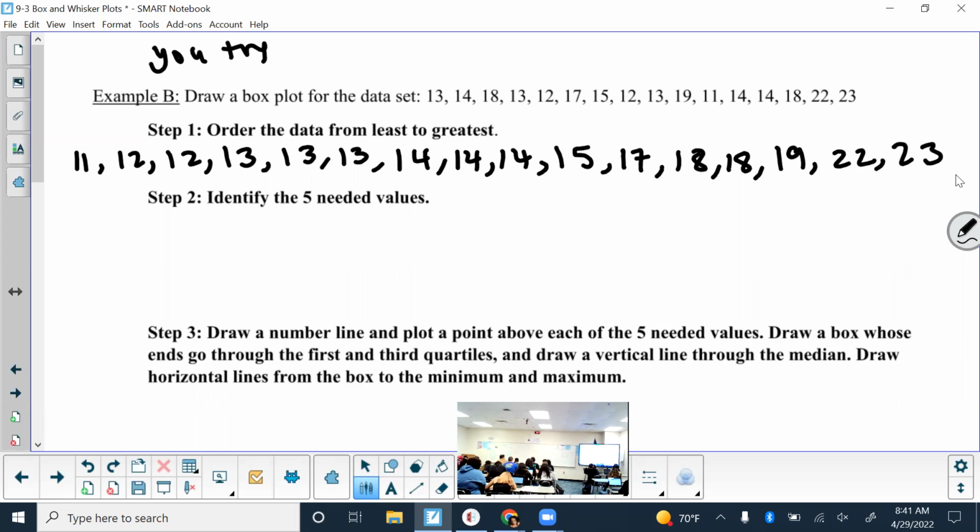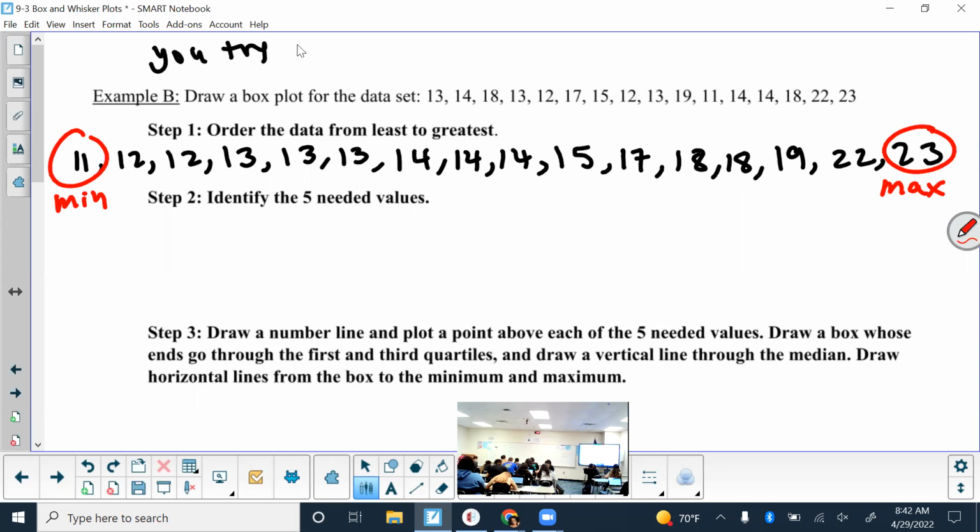Next, identify your 5 needed values. They're on the front of your notes if you forget. So you get to use your notes on the first day of the test, not for your retake. So make sure if you are banking on your retake being much better that you memorize those 5 values. So what's one of the values that I need? Which is good. When it's in order, it's easy to see. What else? Good.